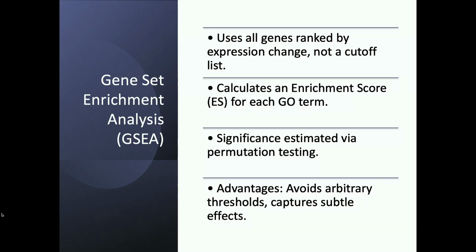So, basically this kind of analysis will avoid any kind of arbitrary threshold, and it also includes some kind of permutation testing, and we will try to see if we could run GSEA this time.